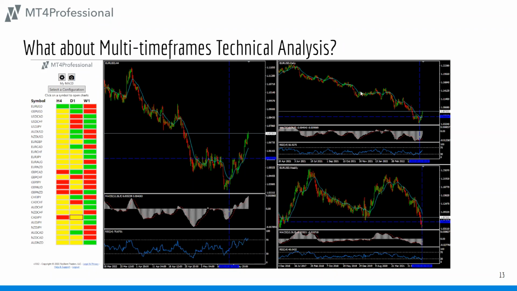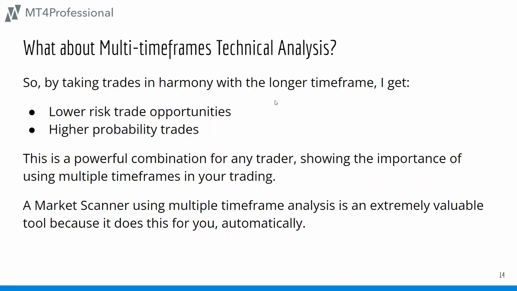So trading in harmony with this longer term market, showing you that the relative strength is coming in and the crossovers are there, gives you a trade that is a high probability, low risk entry. By taking these trades, you're putting yourself into a favorable trade position. It's a powerful combination for any trader because it shows the importance of using multiple timeframes in your trading. So if a market scanner uses multiple timeframes, it's a valuable tool because it does all of this for you automatically and you don't have to worry about it.